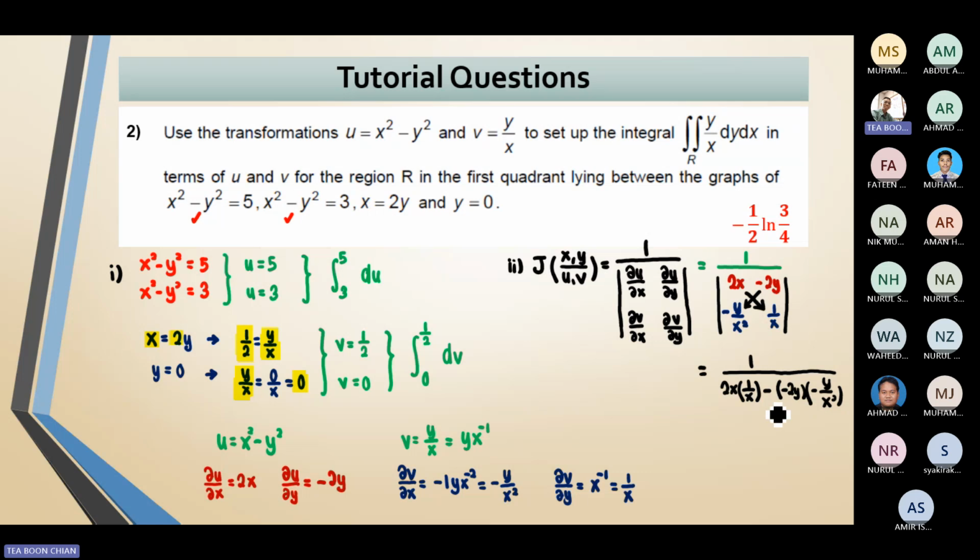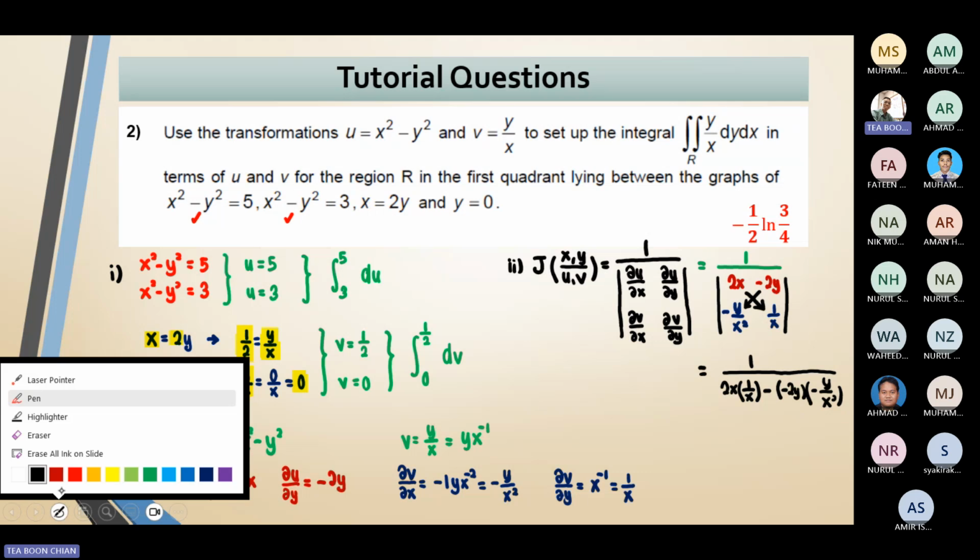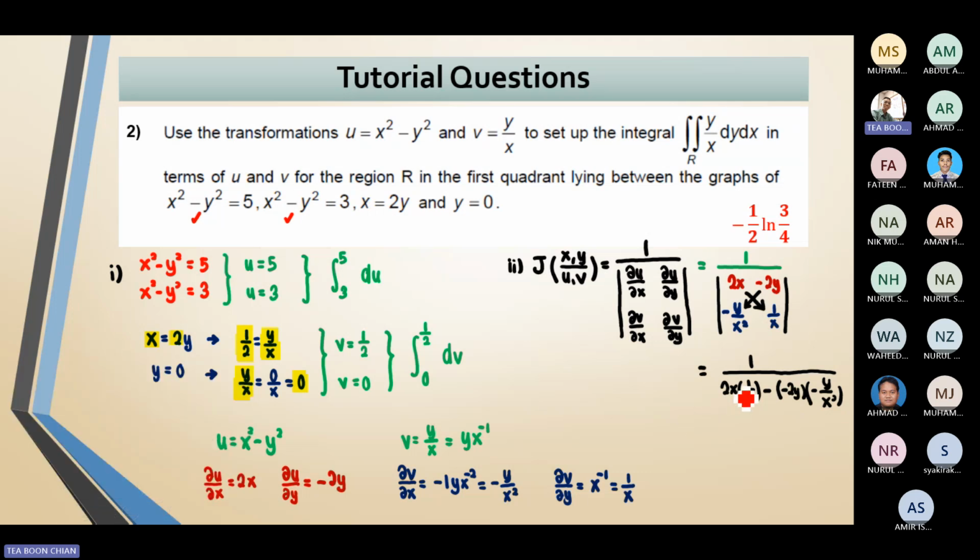Okay, also be careful since now we are involving quite a few negative signs and also fractions and non-fractions terms there. So be careful. Here, 2x and 1 over x can be simplified. So this gives you 1 over simply 2 minus -2y multiplied by -y over x squared, which actually gives you -2y squared over x squared.